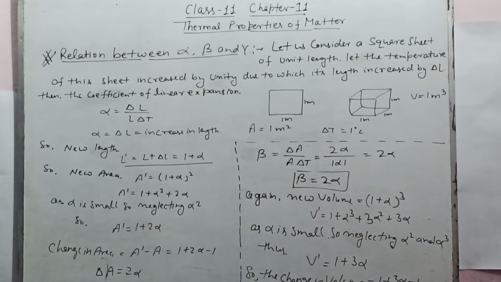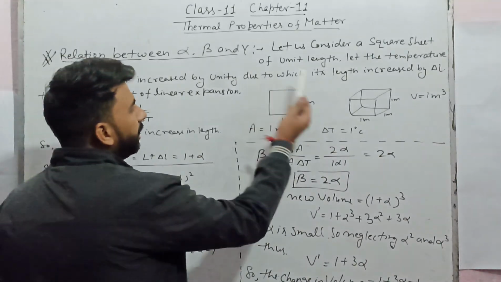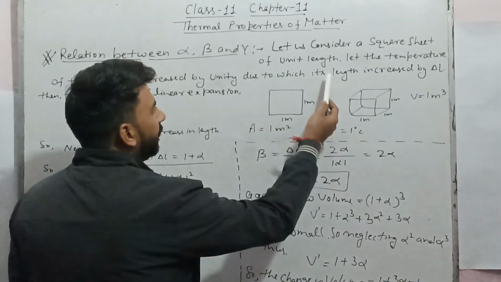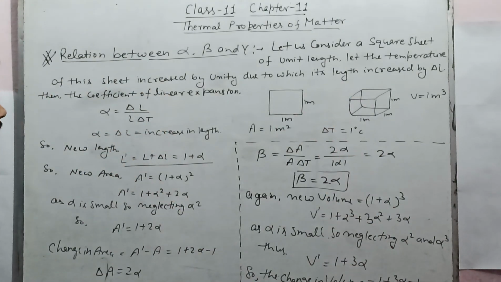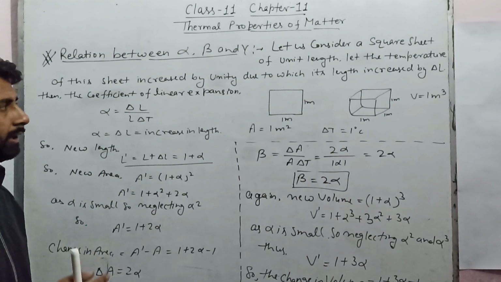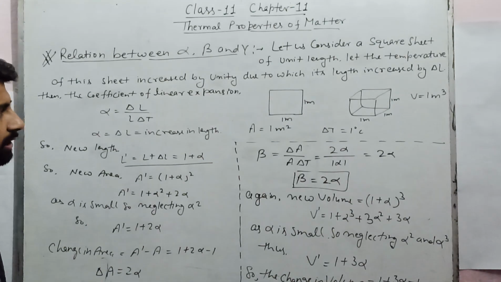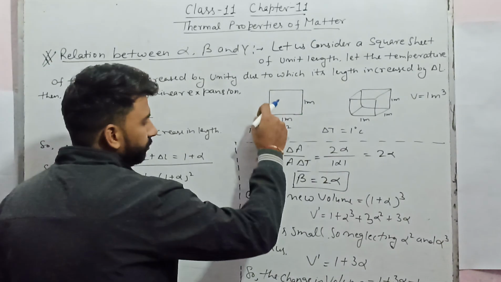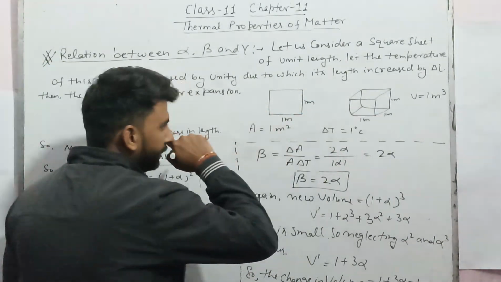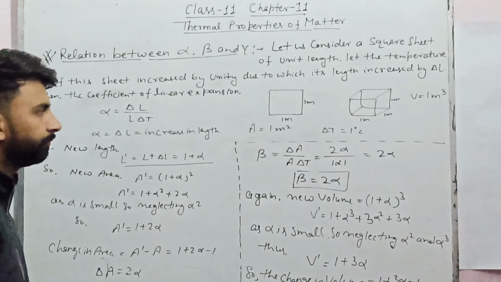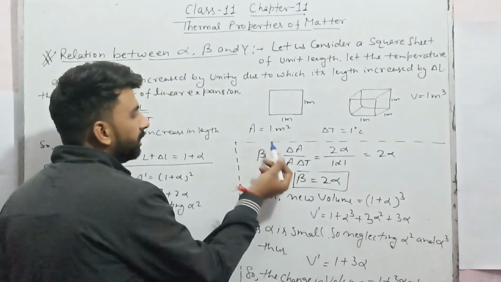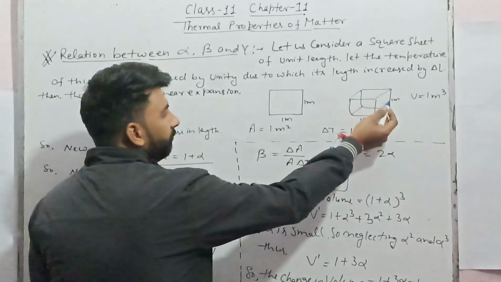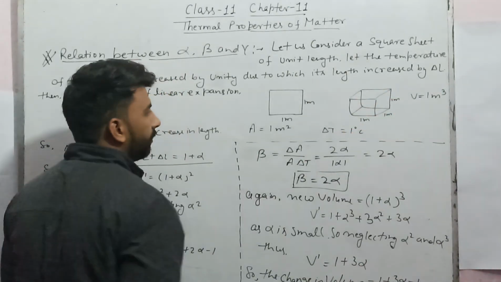Clear ना? So for this let us consider a square sheet or a cube of unit length, since unit side. Let the temperature of this sheet be increased by unity, this means by delta T, due to which its length increases by delta L. This means ये शीट या हम एक क्यूब कंसिडर कर सकते हैं जिसकी साइड 1 मीटर है. सो एरिया कितना हो जाएगा, 1 मीटर स्क्वायर क्रॉस सेक्शनल एरिया, एंड द वॉल्यूम ऑफ द क्यूब इज 1 मीटर क्यूब. क्लियर ना?